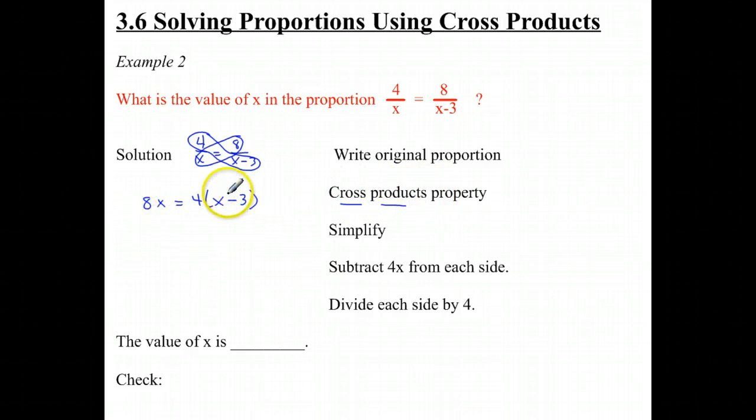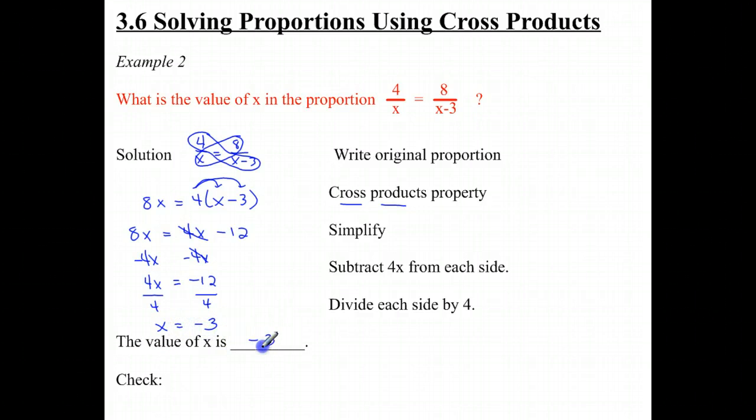The first thing I want to do when looking at this equation is distribute. I would have 8x is equal to 4x minus 12. Then I want to isolate my variables to one side, so I'm going to subtract 4x from both sides. That eliminates my variable from the right side of my equation. I will get 4x is equal to negative 12. To solve for x, I divide both sides by 4, and I get x is equal to negative 3. So the value of x is negative 3.